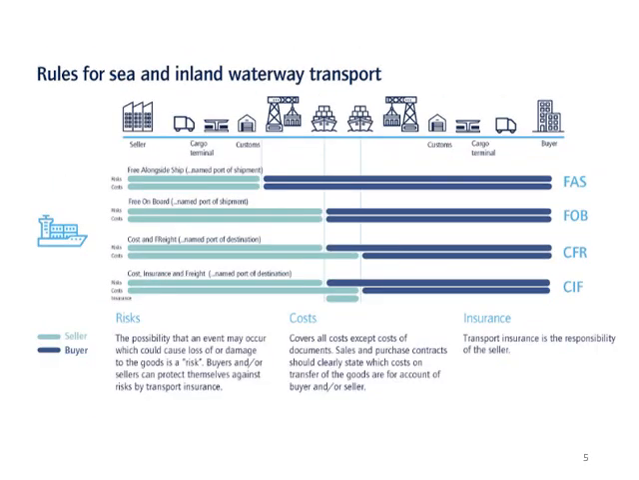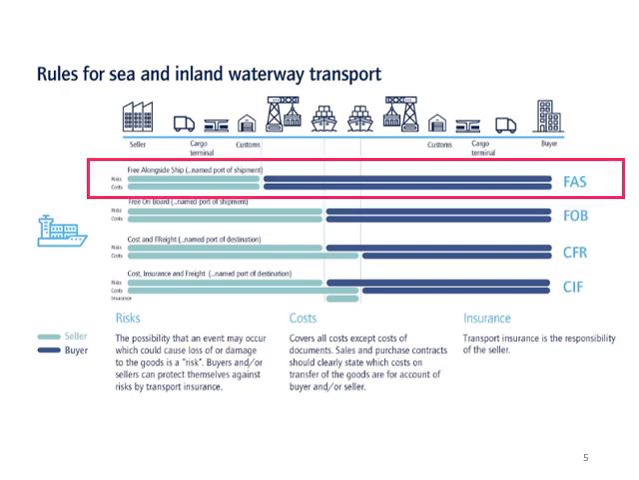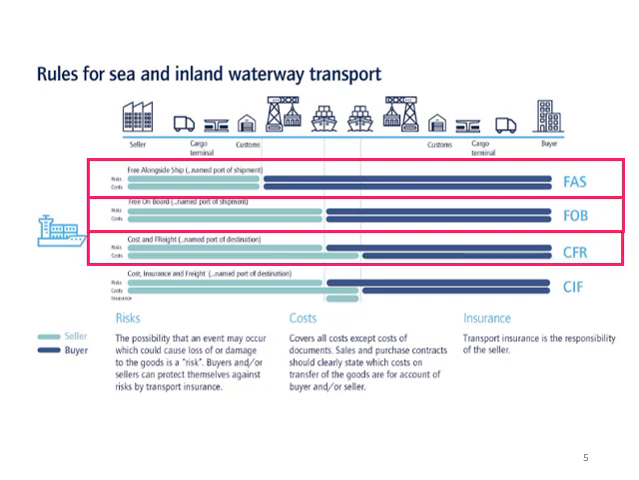The Incoterms rules for sea and inland waterway transport are FAS, free alongside ship, named loading port; FOB, free on board, named loading port; CFR, cost and freight, named destination port; and CIF, cost, insurance, and freight, named destination port.